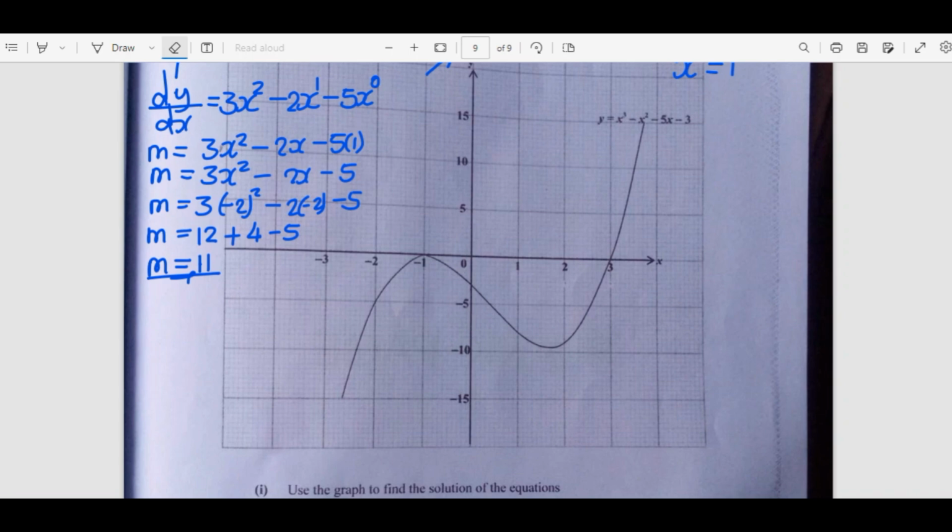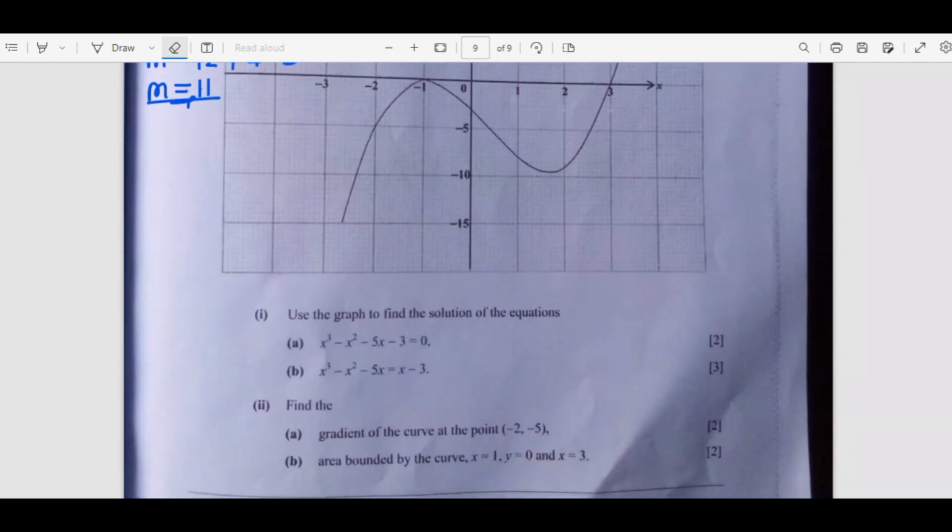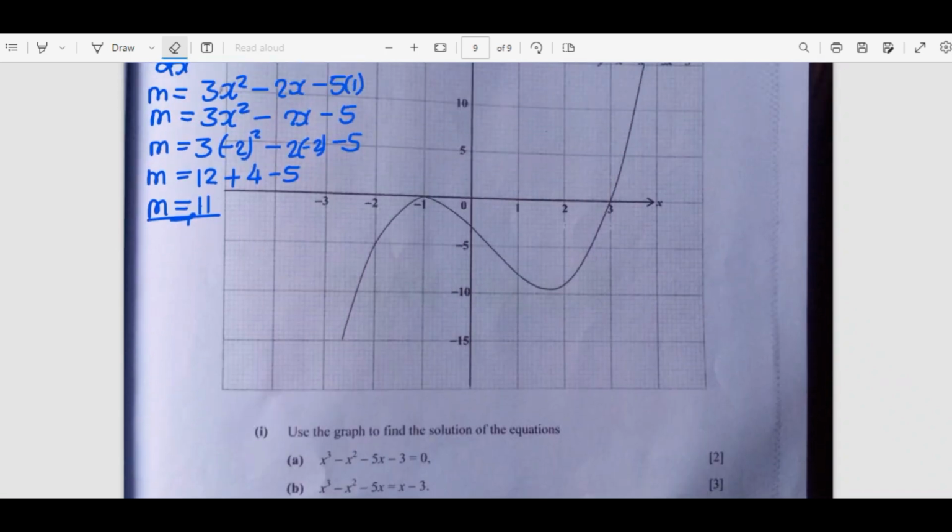Okay, so now we look at the last question. For the last question, the area is bounded by the curve, x is equal to 1, y is equal to 0, and x is equal to 3. So first let's look at where we want. The first one is x is equal to 1. In here we are going to draw the line that will pass through that point. Then we have the curve.